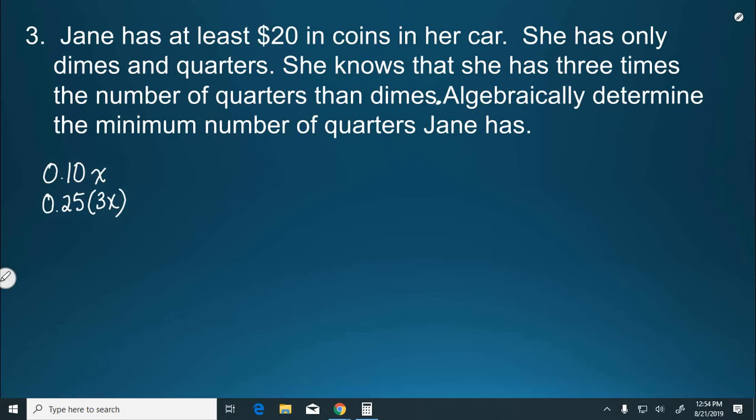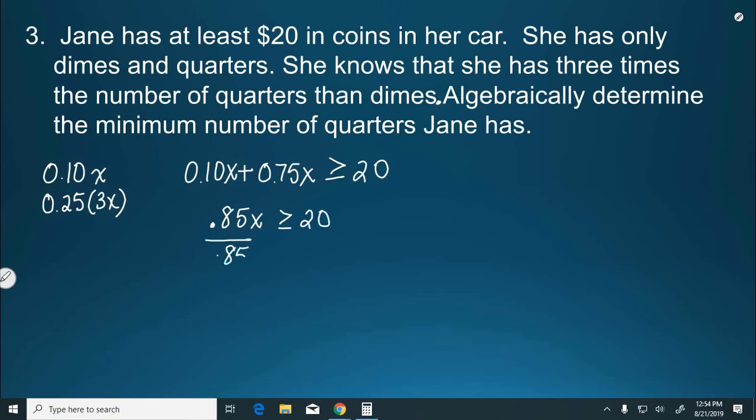All right. Now, we also know that she has at least $20 in those coins. So 10 cents x plus, I'm going to change that to 75 cents x right away because 3 times a quarter is 75 cents, is greater than or equal to 20. So that's now 85 cents x is greater than or equal to 20. Divide by 85 cents.